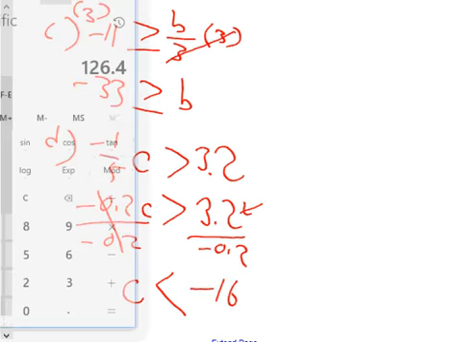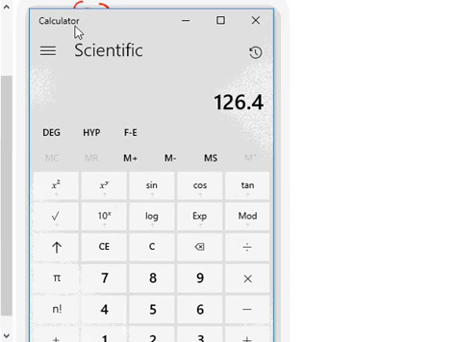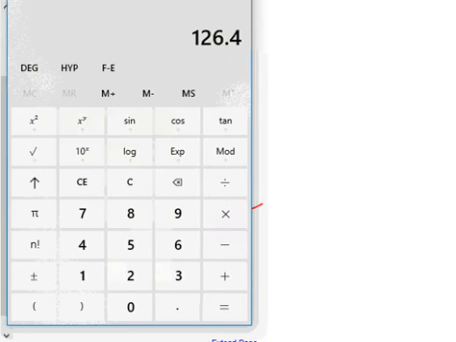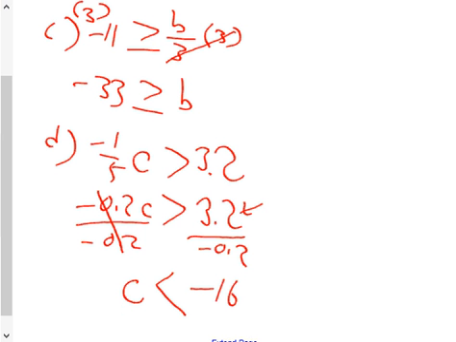Just to double check, I take my calculator here. 3.2. Oh, hang on. Gotta go up here with it. Hang on. All right, so 3.2 divided by 0.2 with a negative 1 equals 60, negative 60.